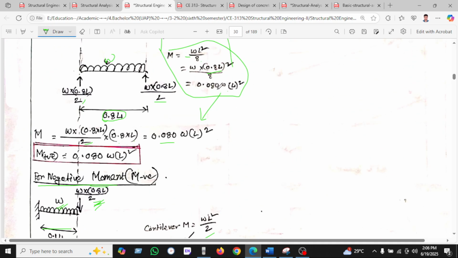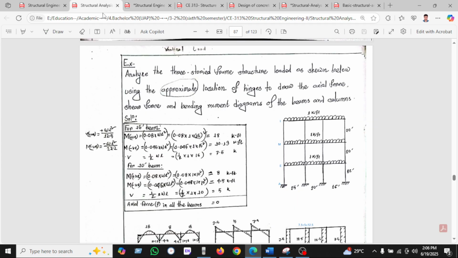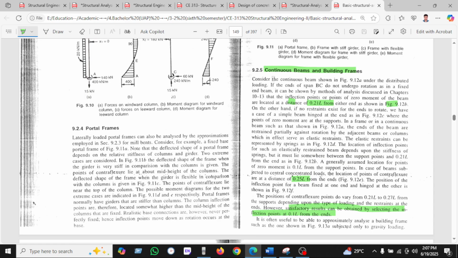How we get this formula and how to derive this, we have found from this formula. I have shown why you have been using 0.1 and 0.2. Okay, so let's see another book, Structural Analysis by Reddy.